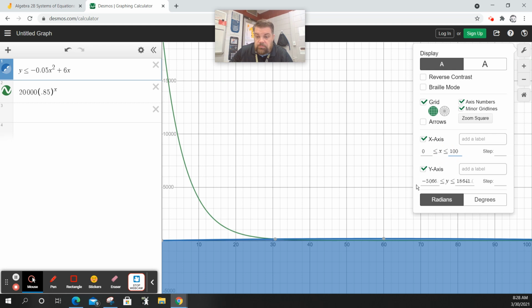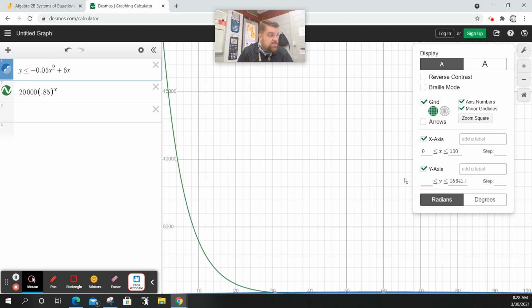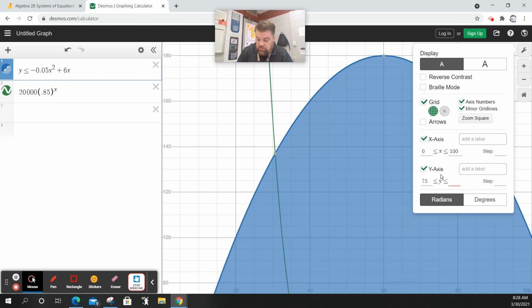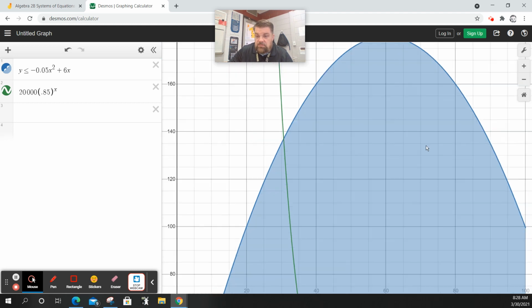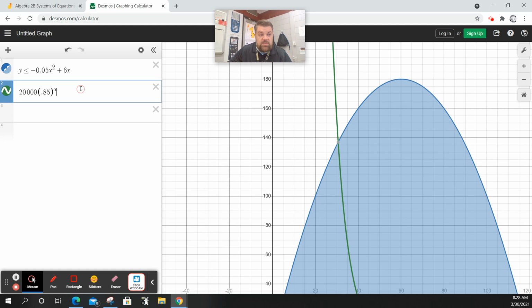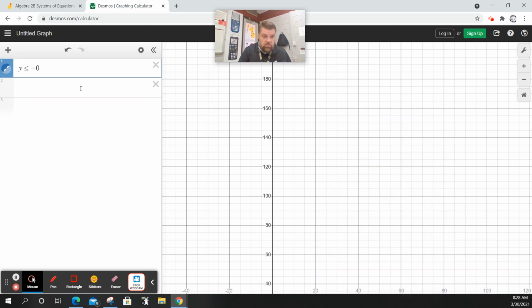And the y-axis, it's going to go from like, I don't know, 75 to 175 in the y direction. All right, there we go. That's pretty good.